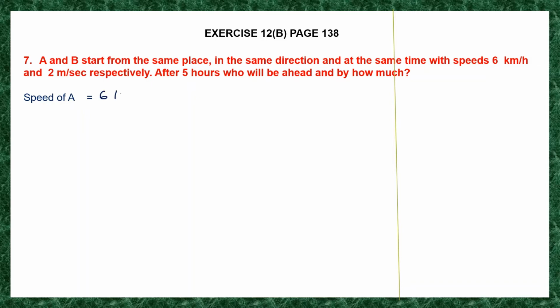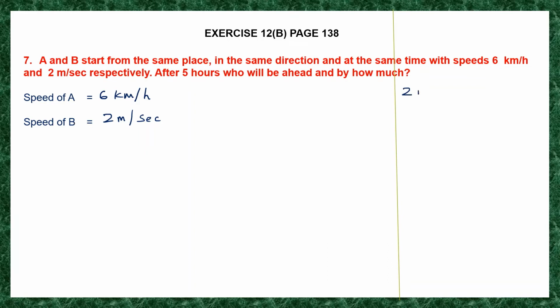So let's write that down. So that is 6 kilometers per hour. Then speed of B given to us is 2 meter per second. Now as you can see, the units are different. So let's convert meter per second to kilometers per hour.